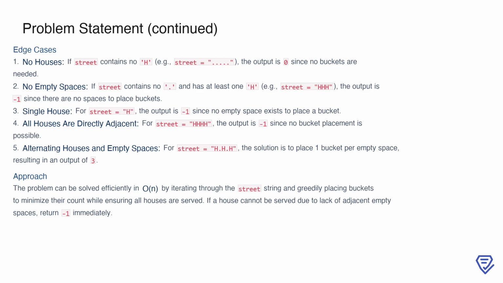To solve this problem efficiently, we use a greedy approach, iterating through the string and placing buckets in a way that minimizes their count while ensuring every house is served. If at any point a house cannot be served, we return -1 immediately.